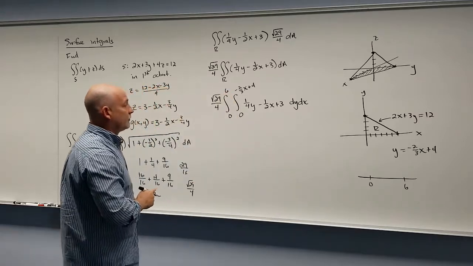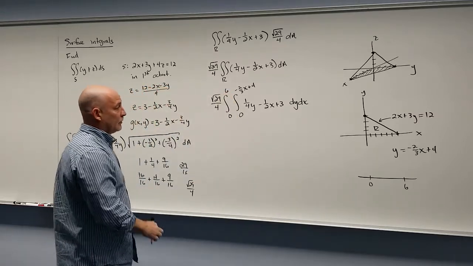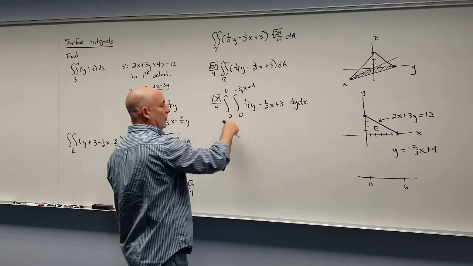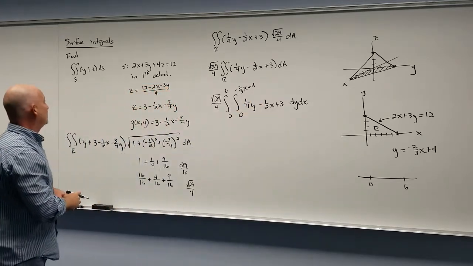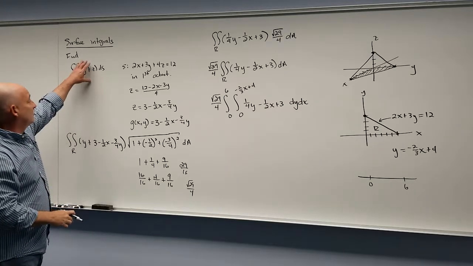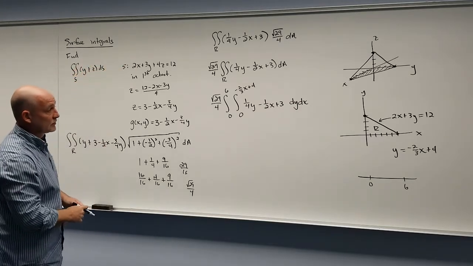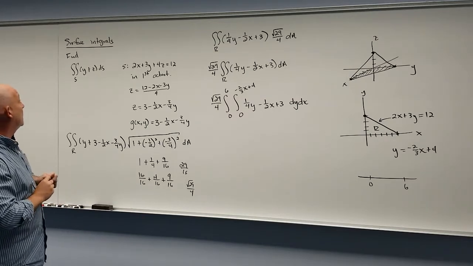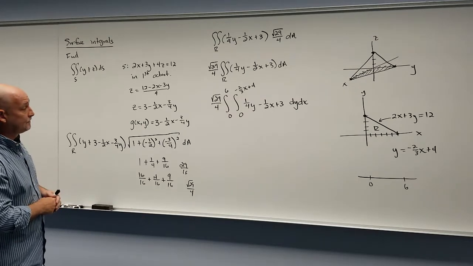All right, so now it's a straightforward Calc 1-ish type integral. Integrate with respect to y, plug in your bounds. Integrate with respect to x, plug in your bounds, and that will give you the value if we integrated this function across that surface. So I'm going to leave that there because it should just be a bunch of arithmetic for you.